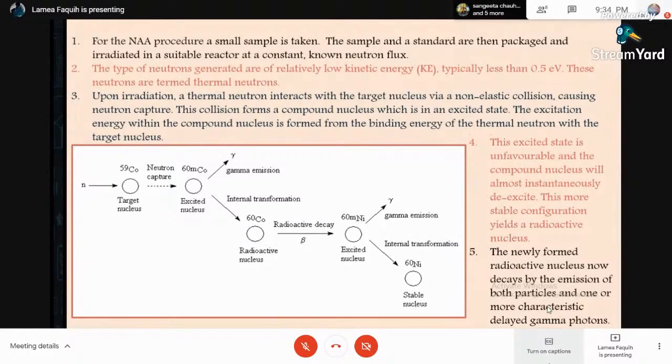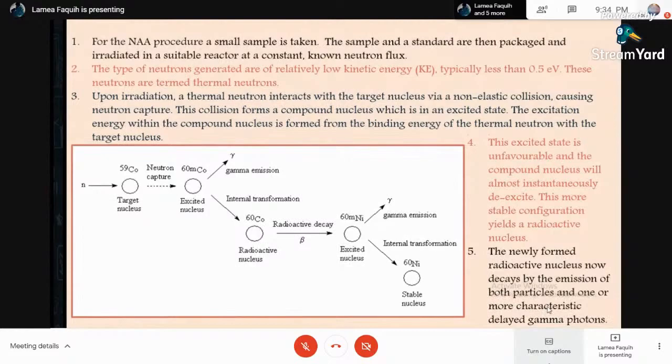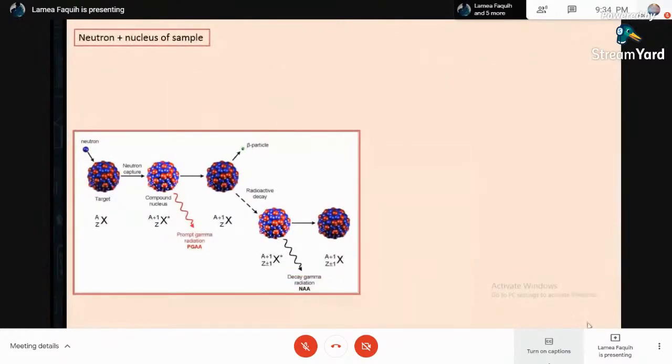After this, how it translates into my gamma emission and delayed emission, that is what we are going to see. But before that, let us just get a brief idea of the entire thing together. In short, if I want to say what is happening to my sample, first my neutrons are attacking the sample, so it is going to react and interact with the sample nucleus.